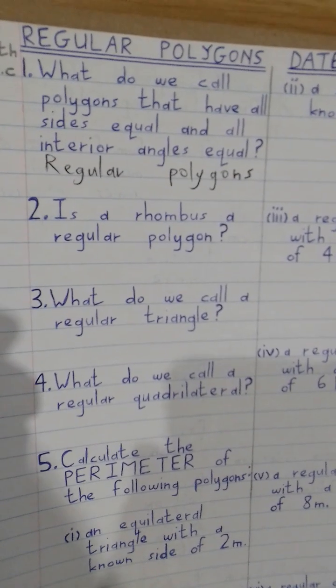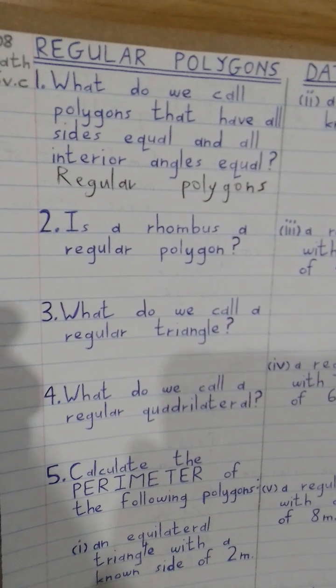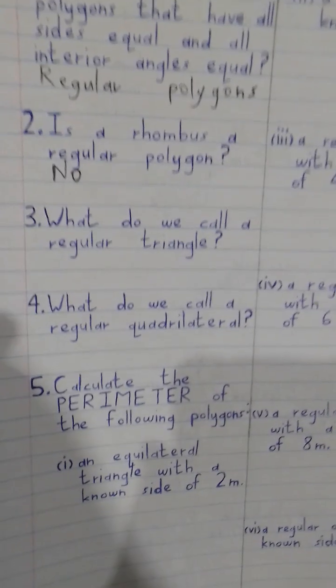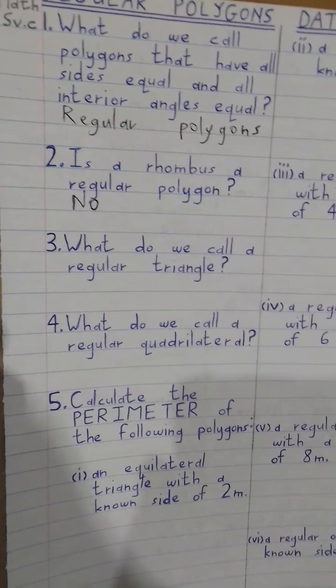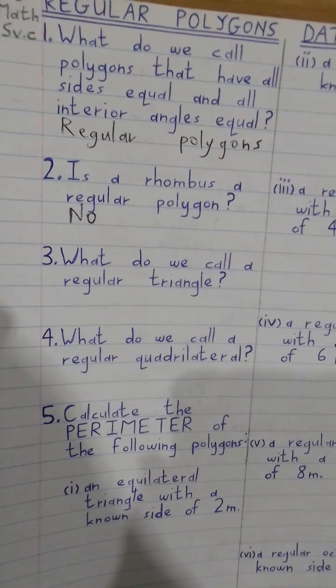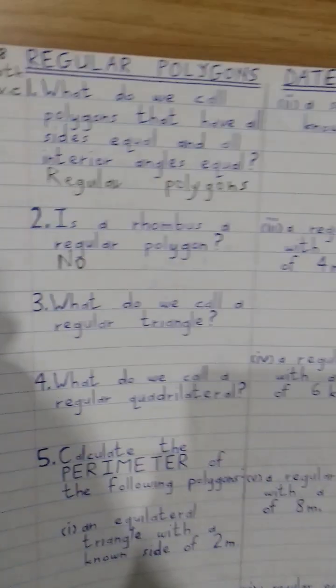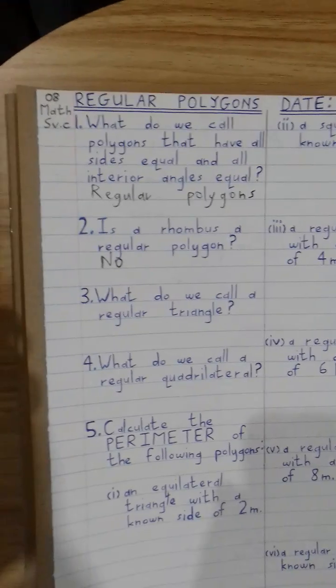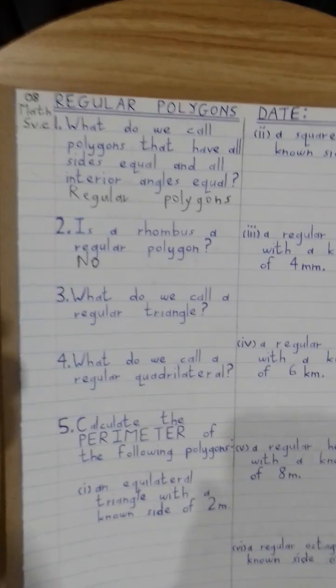Number 2 asks, is a rhombus a regular polygon? The answer is no. And the reason being, a rhombus may have all sides being equal, but the interior angles are not all equal in a rhombus. Remember, it's two pairs of opposite angles are equal, opposite interior angles.